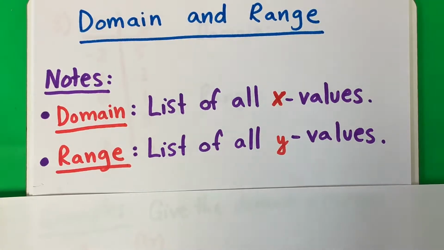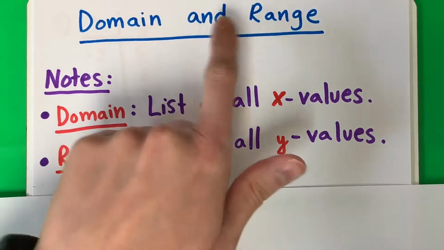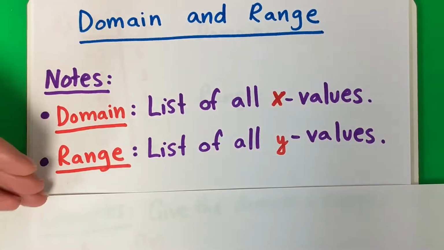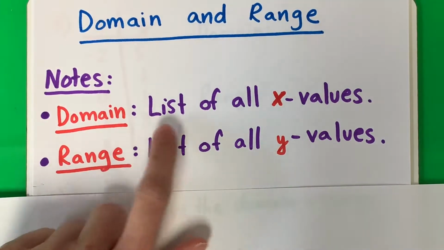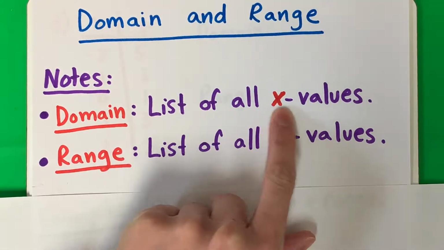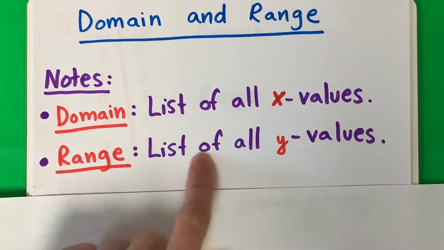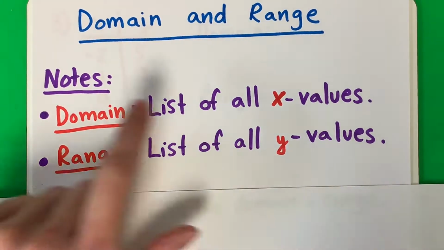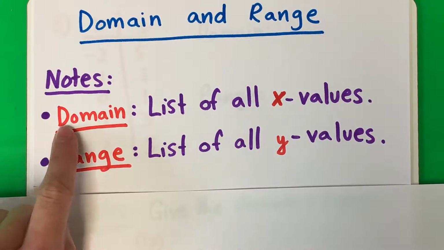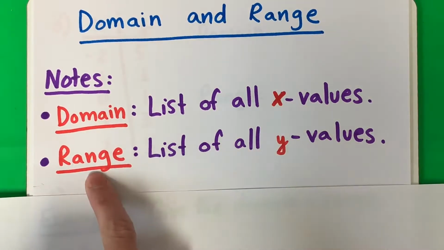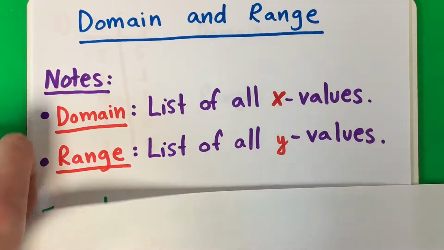Hello, today we are going to be discussing domain and range. Just a few notes to remember. Domain is the list of all x values and range is the list of all y values. So what you need to remember is that domain is x and range is y.